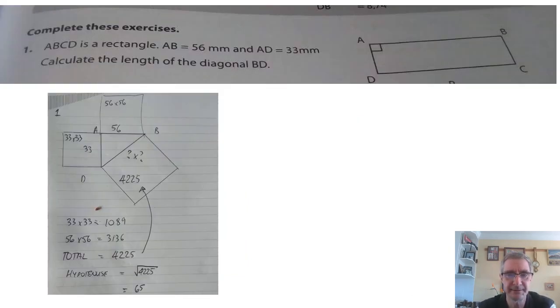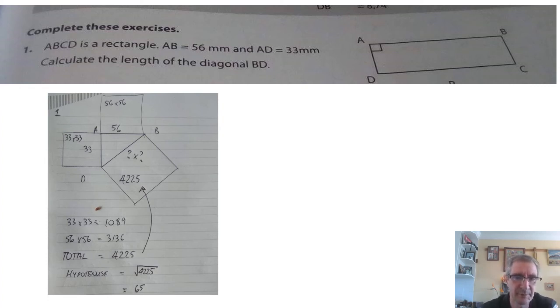Right, this is an example that I was sent to look at, and it says complete this exercise. ABCD is a rectangle. You can see it in the top right hand side. The line length AB is 56 millimeters and AD is 33 millimeters. Calculate the length of the diagonal from B to D. So I draw my classic diagram. On the top I've drawn in the side length 56 from A to B, and I've drawn in the side length 33 from A to D. And then I've drawn the hypotenuse, which is the same as the diagonal.